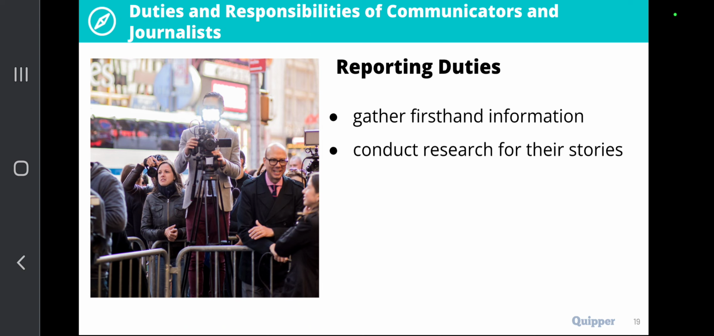But ultimately, it does not bring prosperity to any stakeholder, whether the public that they wish to inform or the employers that they have. But then again, that's again the duty and responsibility of communicators and journalists. We have the reporting duties.